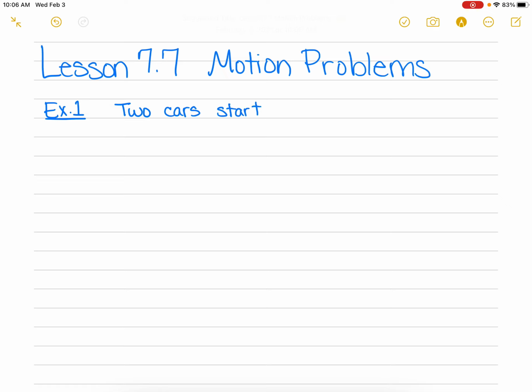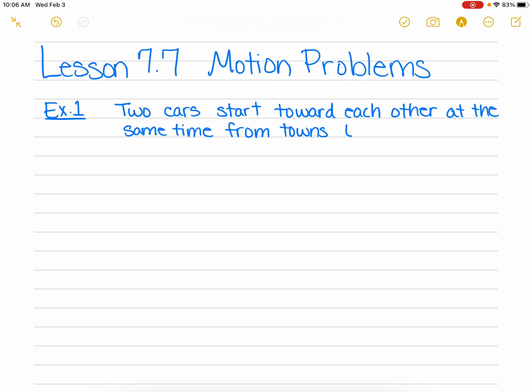So it says two cars start toward each other at the same time from towns 612 miles apart. And they're going to pass in 6 hours.